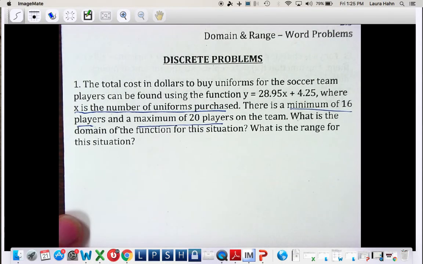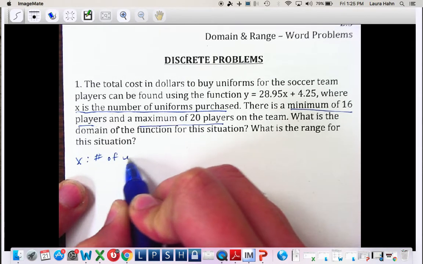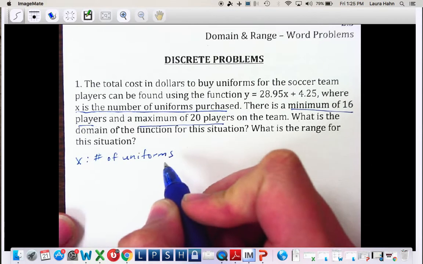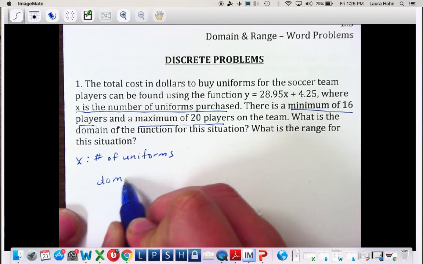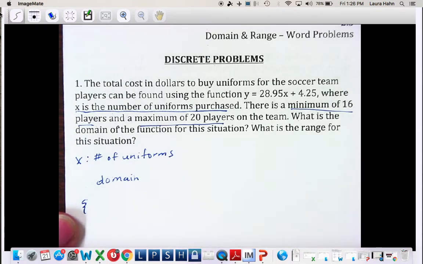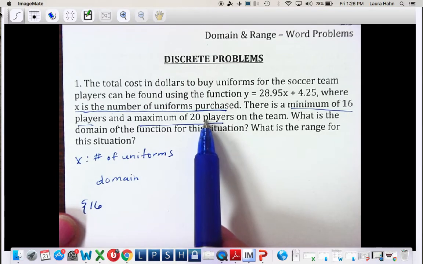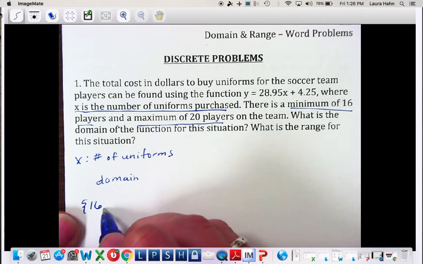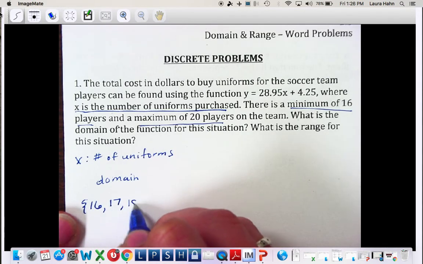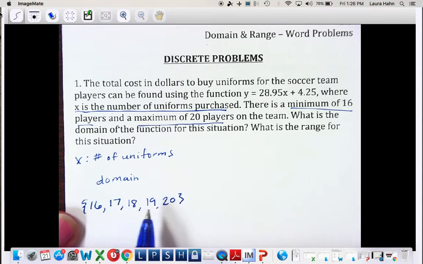Okay, so first of all, it tells me that X is the number of uniforms. Remember that X is domain. So let's talk about that domain. What can it be? All right, so we had some restrictions. It told me the minimum players can be 16, so I know that's the lowest number of uniforms I can get. The highest I can get is 20, but everything between that is okay, so I'm going to list 16, 17, 18, 19, 20, because I know I can have 16 players, 17, 18, 19, or 20 players.